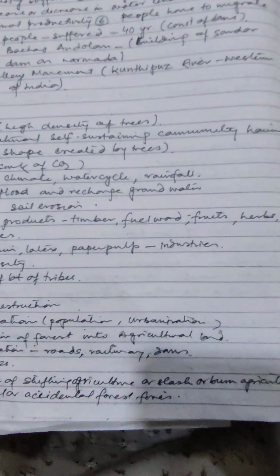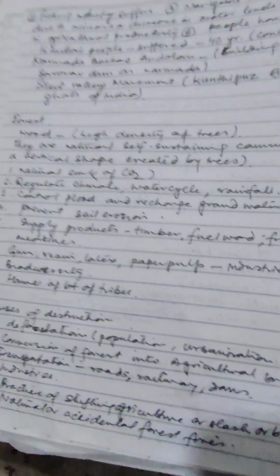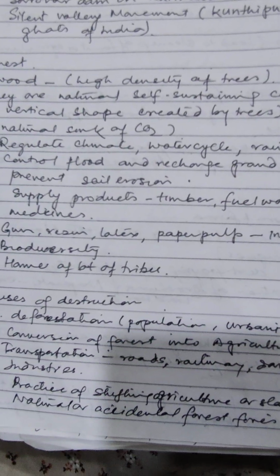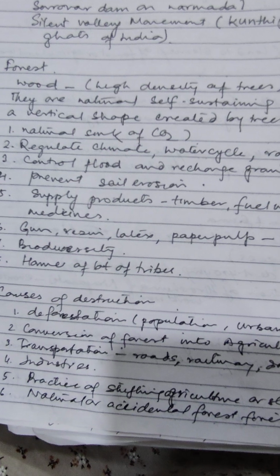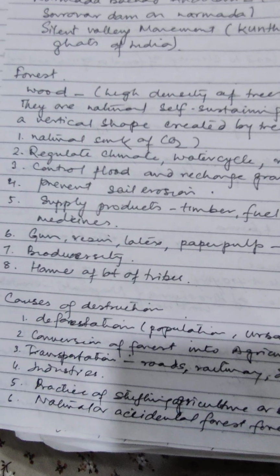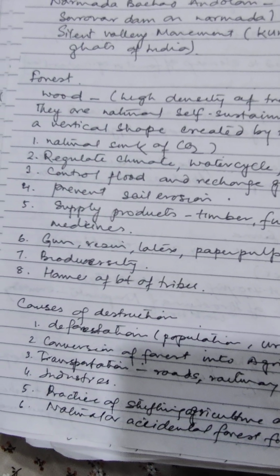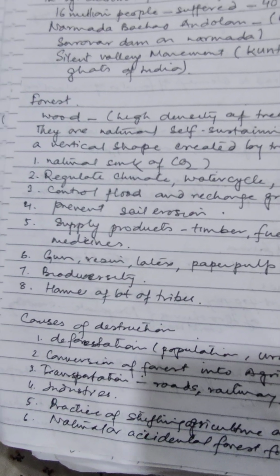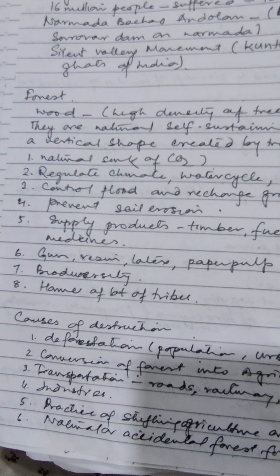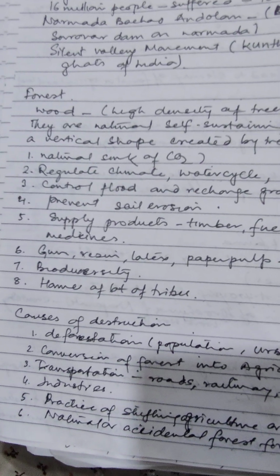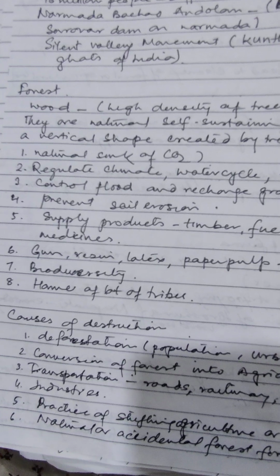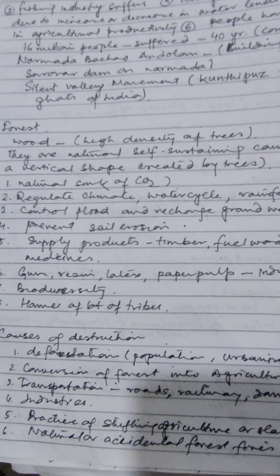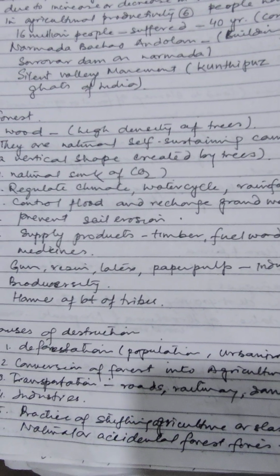What are the causes? Why are they getting destroyed? First, they are getting destroyed by deforestation. Human activity is the only cause, with the rising demands on the forest as people want to stay, as the population is growing, as urbanization, industrialization, transportation and communication happen. You have to make roads, railways, and houses for people to stay, you have to meet the demands of the population.